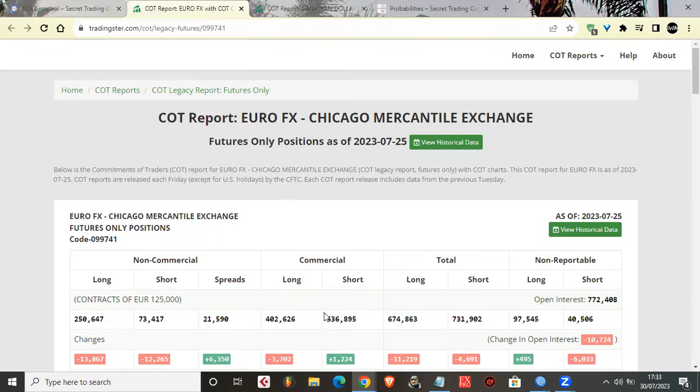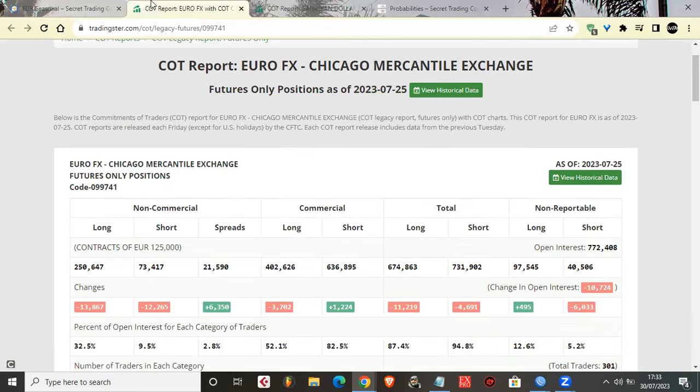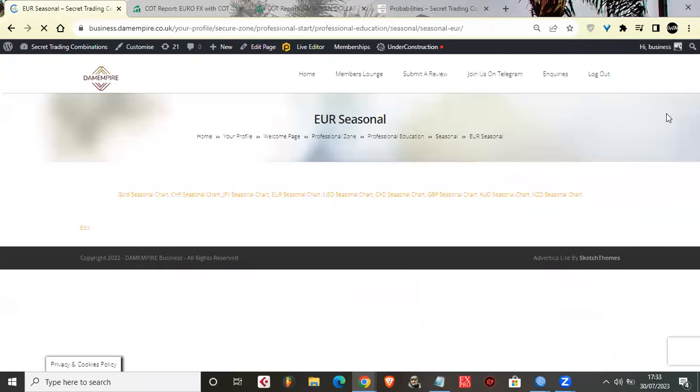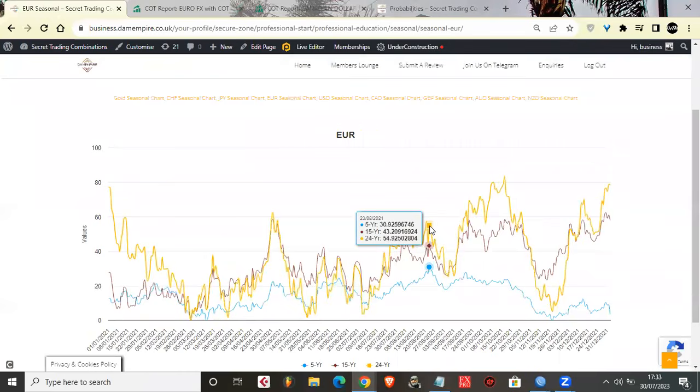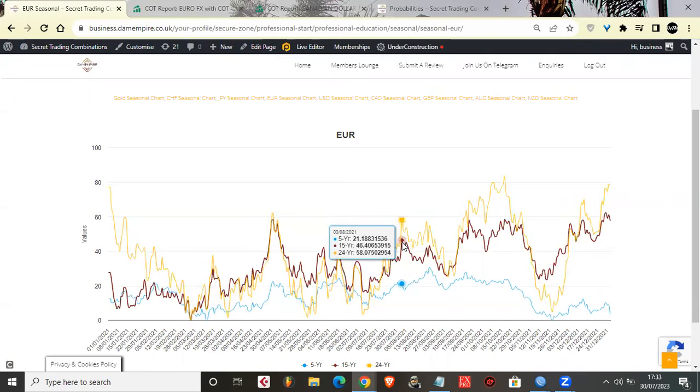Now with Euro, it's the same thing. We're looking for short, right? Which is to sell. So from the 3rd, it also does the same thing as JPY, but because I'm looking at the 15 and 24 years, it seems like it could go longer, but then the 5 years doesn't look that way. So we have a diversification.